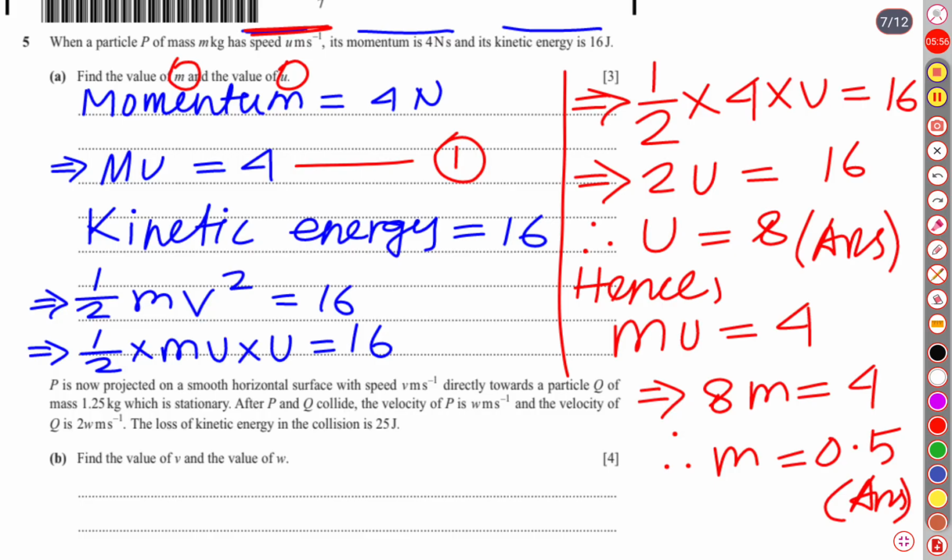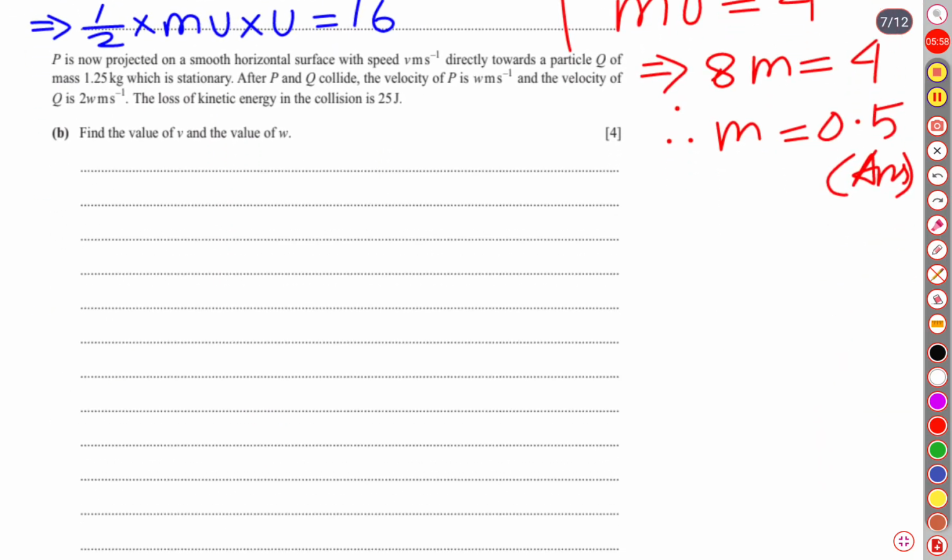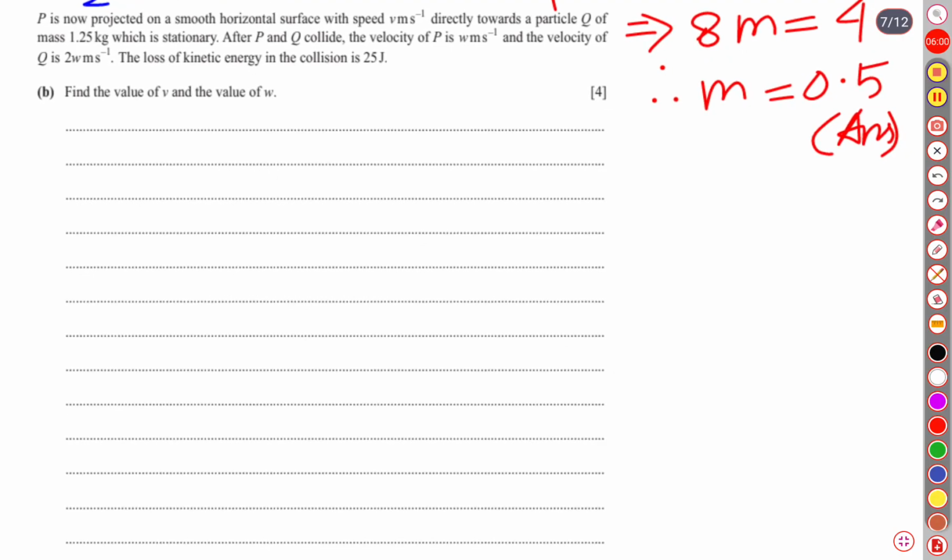Let's move on to question number B. Question number B says P is now projected on a smooth horizontal surface with speed v meters per second directly towards a particle Q of mass 1.25 kg, which is stationary. After P and Q collide, the velocity of P is w meters per second and the velocity of Q is 2w meters per second. The loss of kinetic energy in the collision is 25 joules. Find the value of v and the value of w.